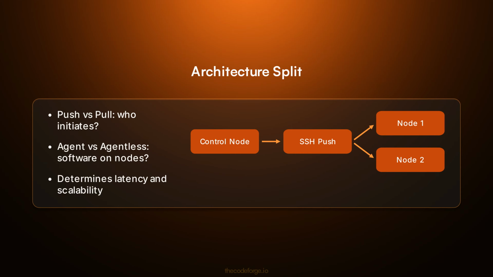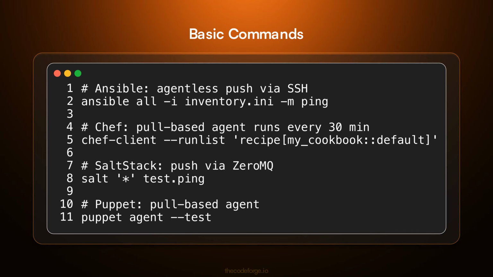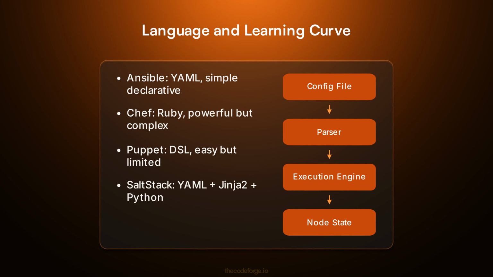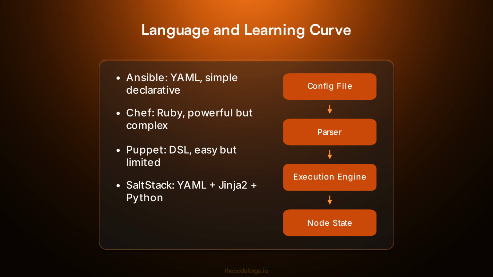Here are the basic commands for each tool. Ansible pings via SSH, Chef runs a recipe locally, SaltStack sends a command over 0MQ, and Puppet connects to its master. The language barrier is the number one reason teams abandon a config tool.